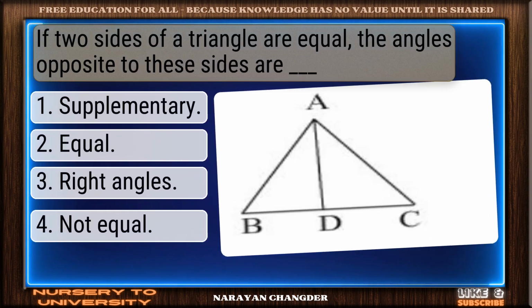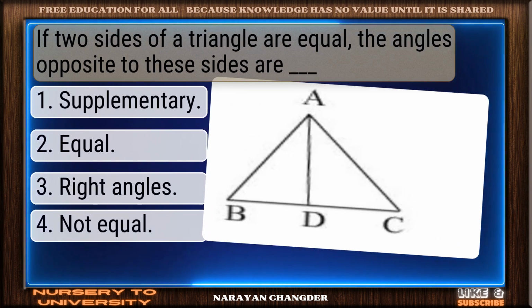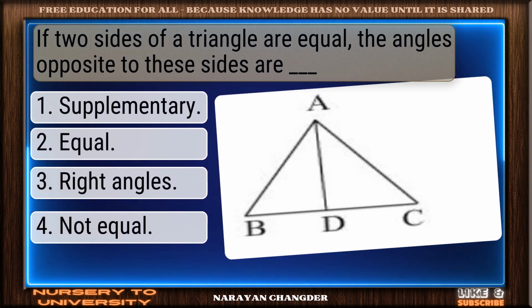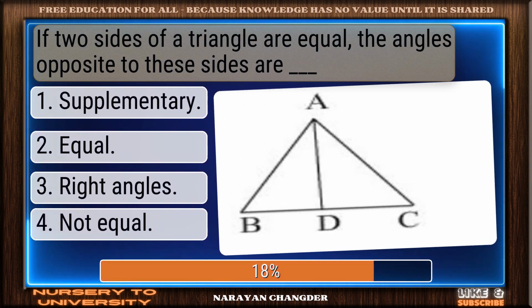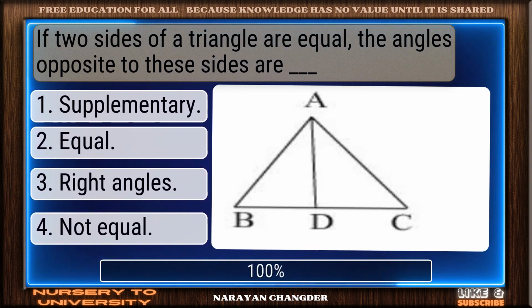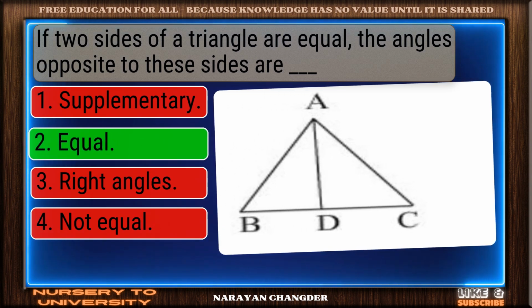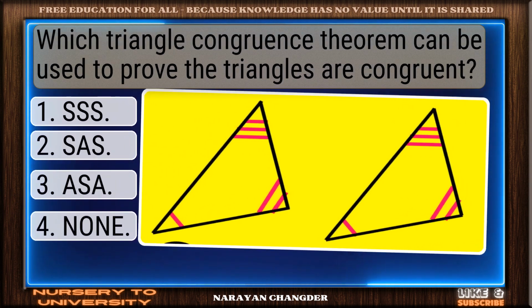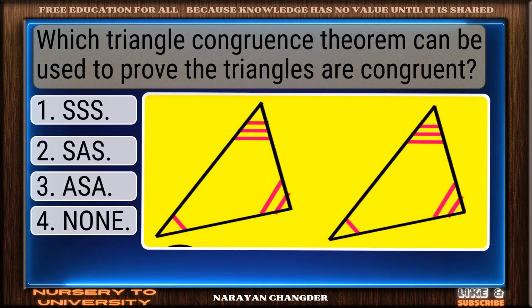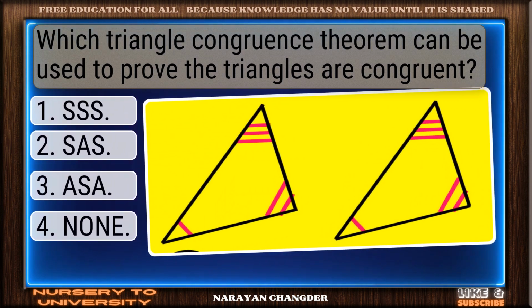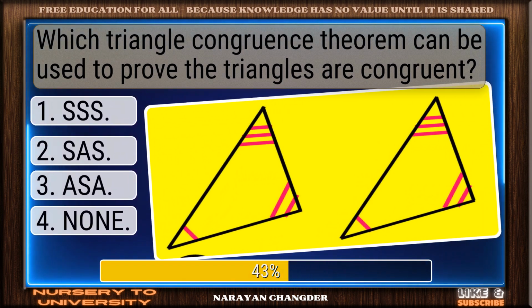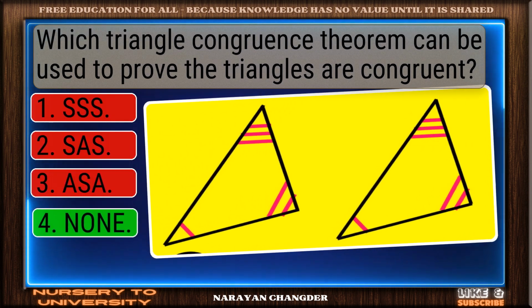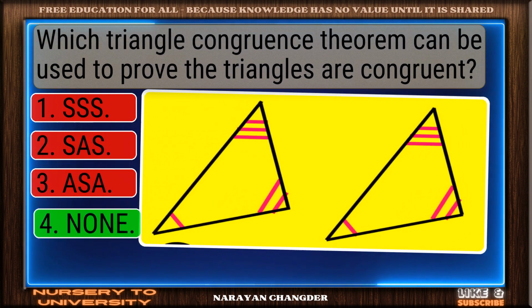Question number 2. If two sides of a triangle are equal, the angles opposite to these sides are dash. Perfect. Equal is the correct choice. Question number 3. Which triangle congruence theorem can be used to prove the triangles are congruent? Great thinking. None is the right choice.